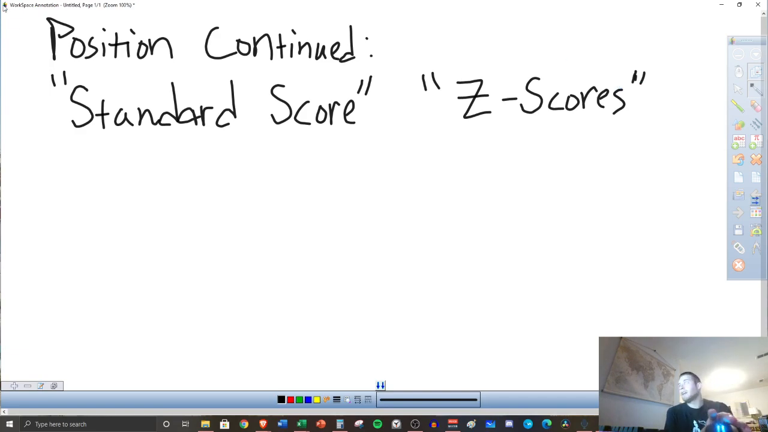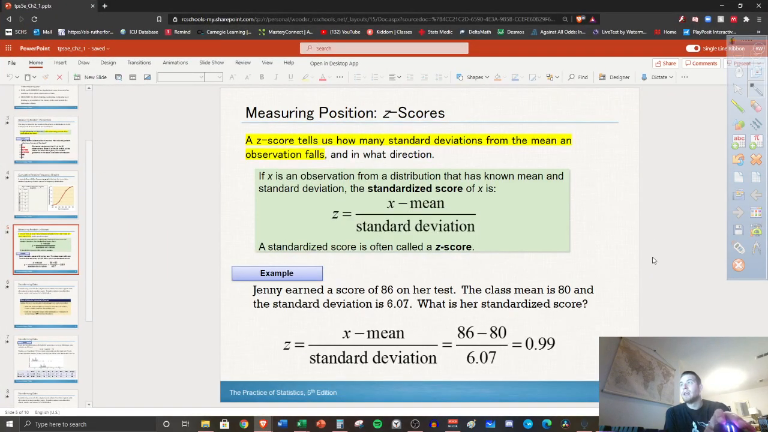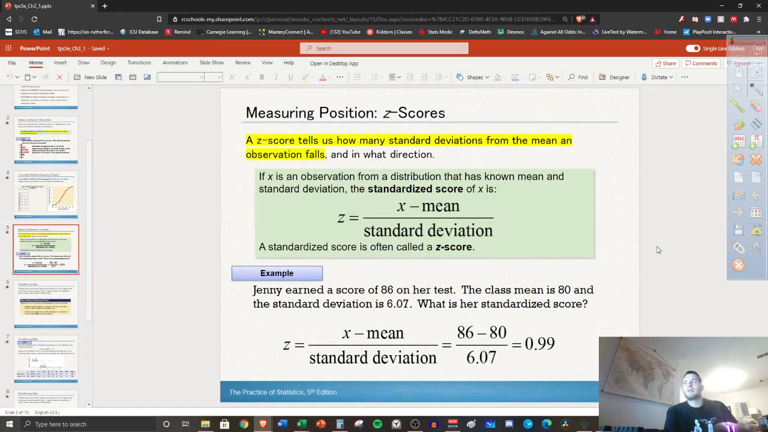Okay, I've got a definition here that I want you to write. This is also measuring position, so Z-scores. A Z-score tells us how many standard deviations from the mean an observation falls. Okay, that's what it's for. And compared to percentiles, a lot of times this is more useful when making comparisons. Okay, percentiles do a good job as well with comparisons, but sometimes it is better to have this. So this is how many deviations away from the mean a particular value is.